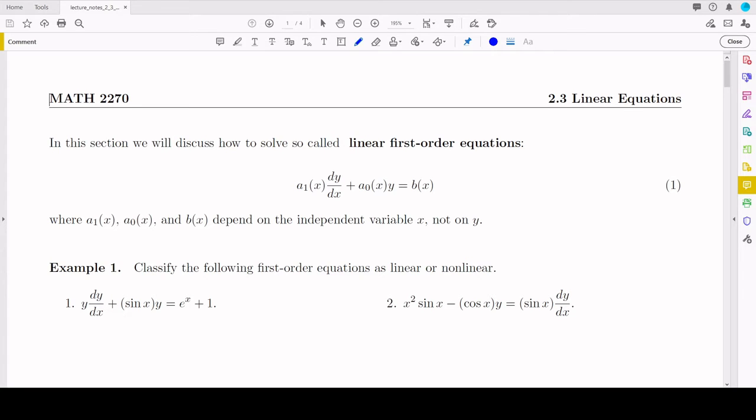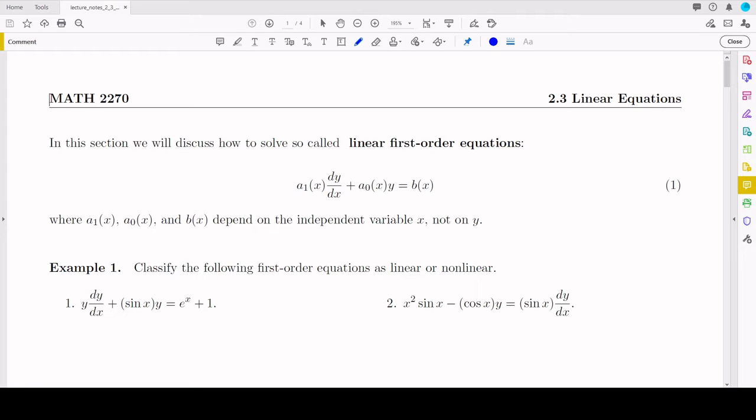In this section, we will discuss how to solve so-called linear first-order equations. So they are of the form a1 of x dy/dx plus a naught of x times y equals b of x. Now let's talk a little bit more about the terminology.